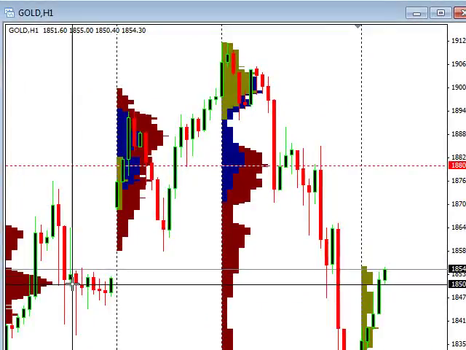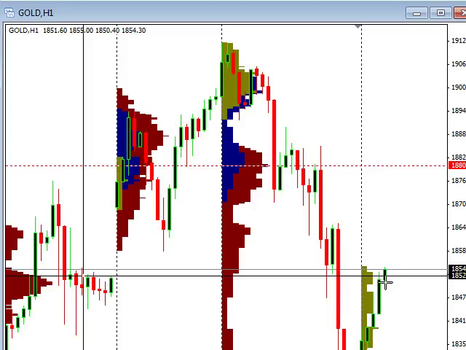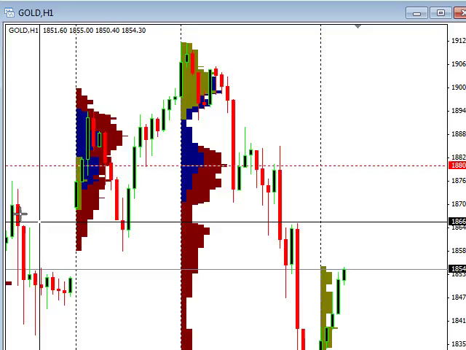Right here, we can see 1850. And remember, the point of control used to be 1853, so that makes sense. So we definitely want to watch where price action is happening now. We also want to watch this next level here.